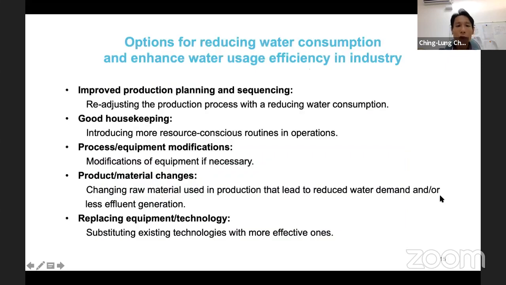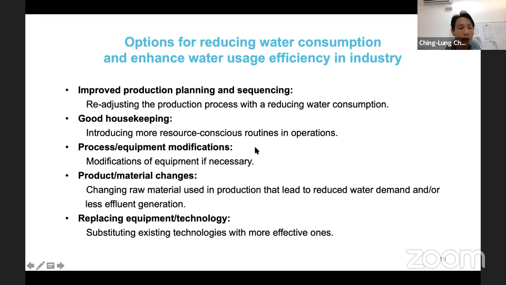This is the option for reducing water consumption and enhancing water usage efficiency in industry. The first one is improving production planning and sequencing. So it adjusts the production process to reduce water consumption. Second is good housekeeping. They introduce more resource-conscious routines in operation.